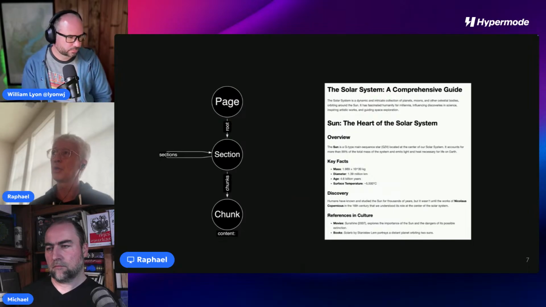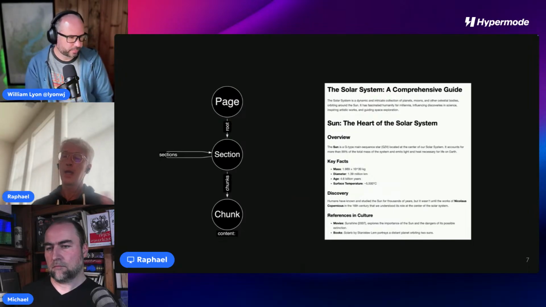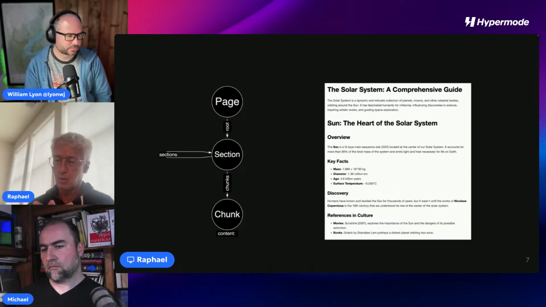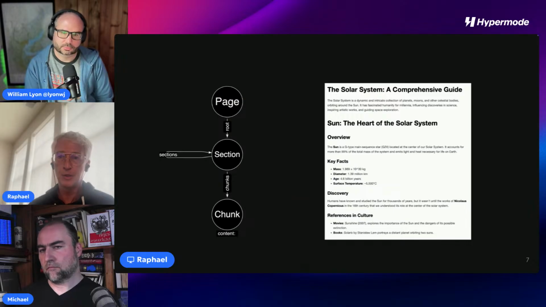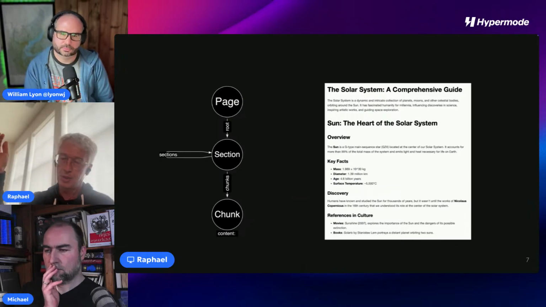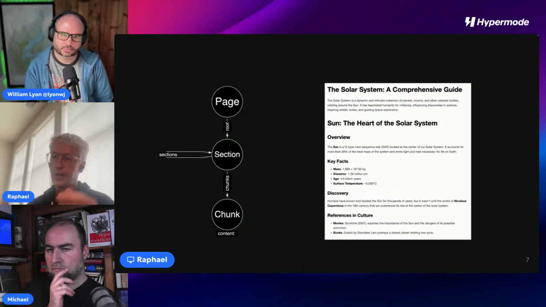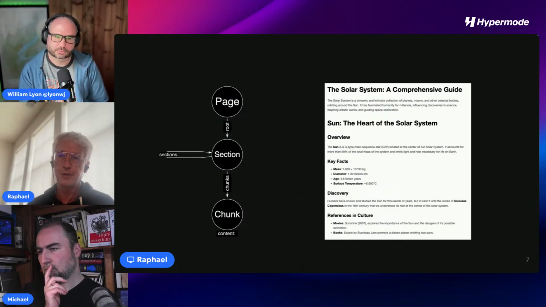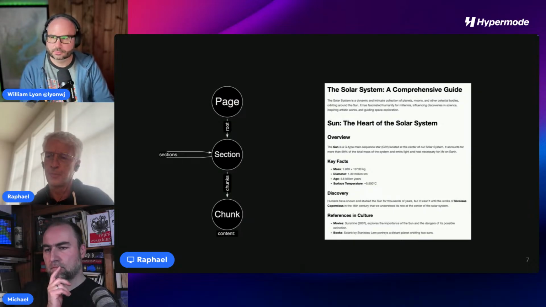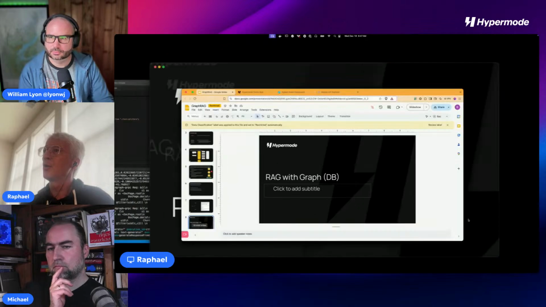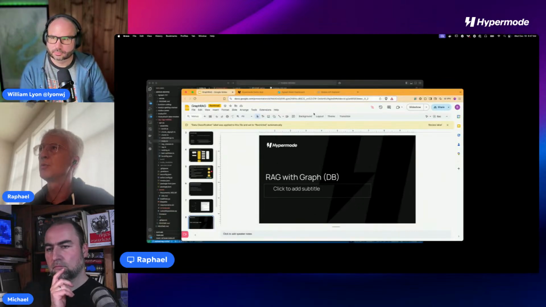So the implementation is simple. I have a document. The document, I call it a page, and it has a root section, and this section contains other sections. So with this, you can do header 1. Header 1 contains header 2, contains header 3, whatever. And every section is divided into chunks of text. So you can control the length of the chunks.